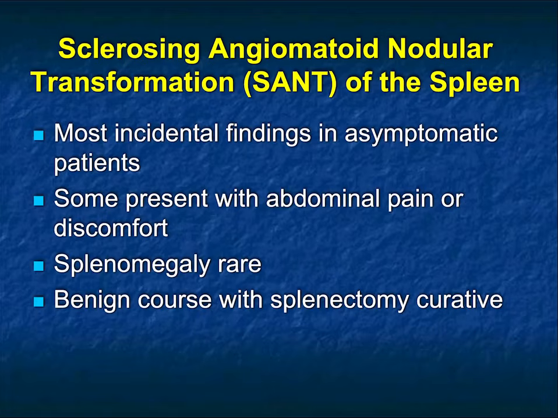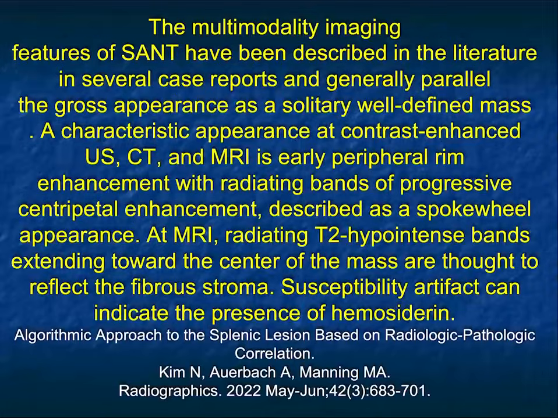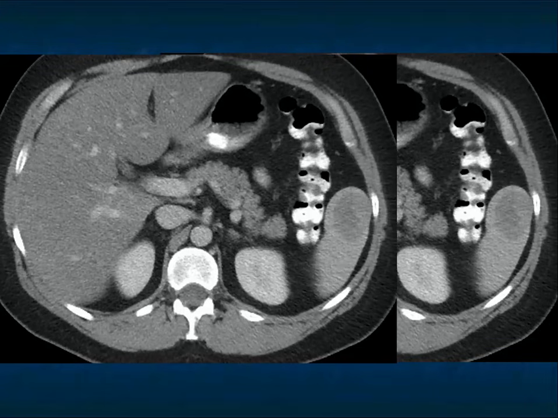The third tumor is SANT, sclerosing angiomatoid nodular transformation of the spleen. Usually an incidental finding, though occasionally abdominal pain. The spleen is top normal in size, rarely enlarged, and it has a benign course and splenectomy is curative. Again, the challenge is we don't see very many SANTs. Classic appearance people describe in this one article by Kim: peripheral rim enhancement with radiating bands of progressive centripetal enhancement, described as a spoke wheel appearance. But again, not every lesion has that appearance. Often they're just solid masses.